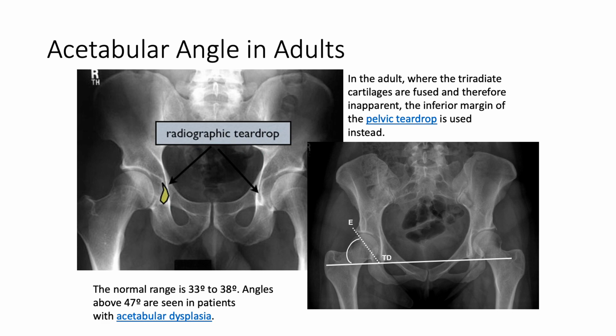That is the radiographic teardrop. This is where we draw a horizontal line across the inferior edges of these teardrops, and we draw a second line across the acetabular roof. So the normal range in adults is 33 to 38 degrees. Angles more than 47 degrees are seen in patients with acetabular dysplasia.